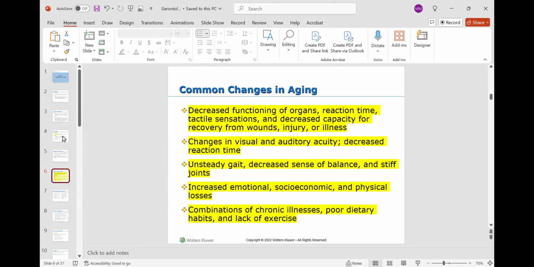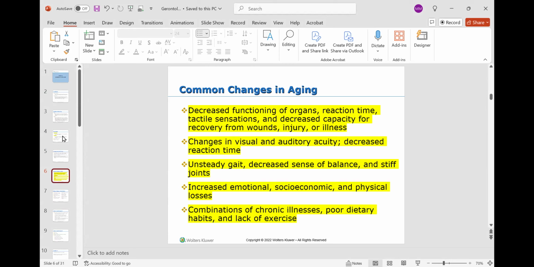Increased emotional, socioeconomic, and physical losses. The sad thing about getting older is the older you get, the more people and animals and stuff die. And that's just part of this. And you have to be able to deal with it. And it's sometimes not easy.